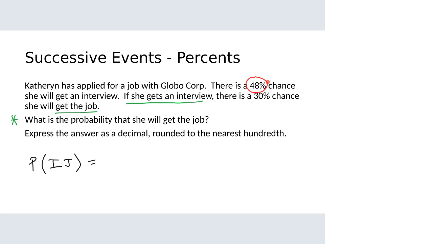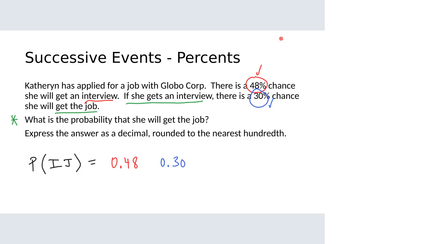There's a 48% chance she will get the interview. So the probability of getting an interview is 48%, which we'll write as a decimal. And then if she gets an interview, there's a 30% chance she'll get the job. So after the interview has happened, now there's a 30% chance you'll get the job. We don't know successes and outcomes. We already know the probability is 30%. And we'll write that as a decimal, 0.3.